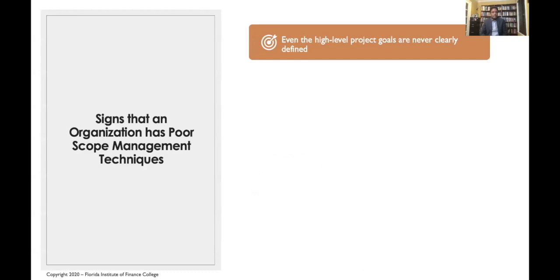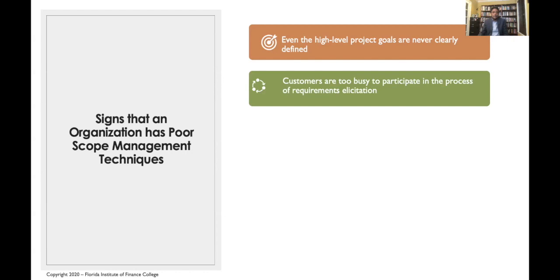High level means that it's just at the inception level, at the initiation level. If you don't define those requirements, then that's the first sign that your project is doomed to fail. The second part is customers are too busy to participate in the process of requirement elicitation.